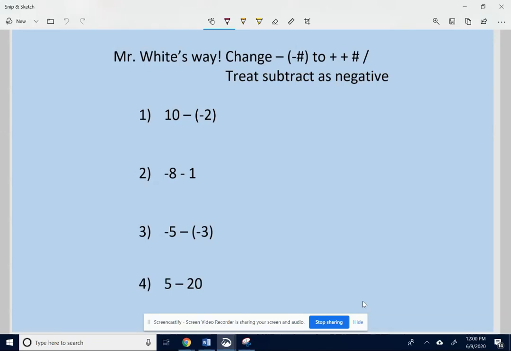Okay, let me show you my shortcut. And by the way, there's nothing at all wrong with doing same change opposite all the time. You may not even be ready to think about this new shortcut yet, but I'll show you.